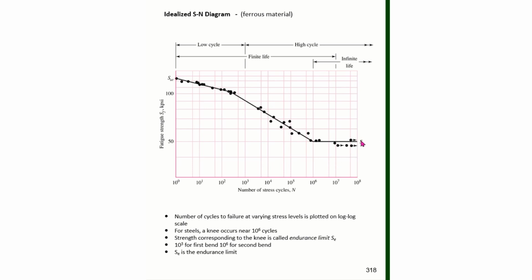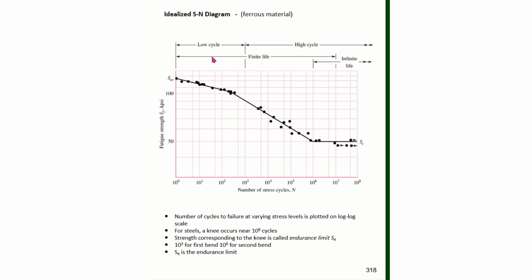This SE here is called the endurance limit, and it's the maximum stress that can be applied such that a fatigue failure will not occur. Then if the stress goes larger than the endurance limit, then we start to limit the number of cycles that our part can live for. Now you can see up here that we have finite life, and finite life is defined as being from 0 cycles, 1 cycle, up to 10 to the 7th.